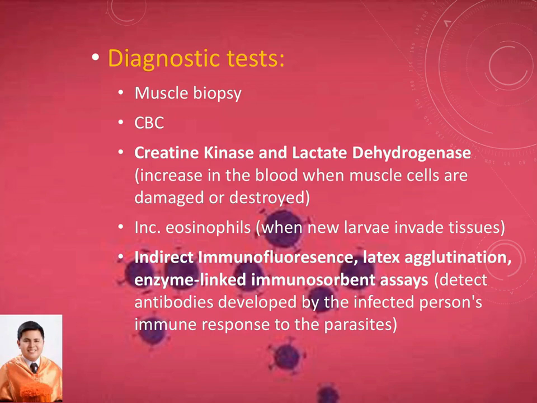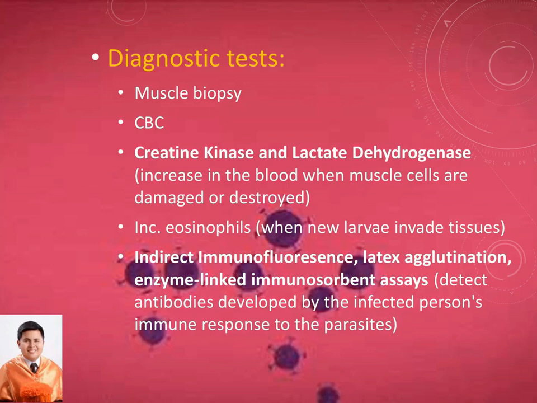Diagnostic exams for trichinosis. We have the following. Number 1, muscle biopsy. Second, complete blood count or the CBC. And third, the indirect immunofluorescence, latex agglutination, and the enzyme-linked immunosorbent assay or the ELISA. First is muscle biopsy. Muscle biopsy is done to supplement blood exams. This is done by removing a sample tissue or a small piece of muscle, and it is examined under a microscope to look for the Trichinella larvae.